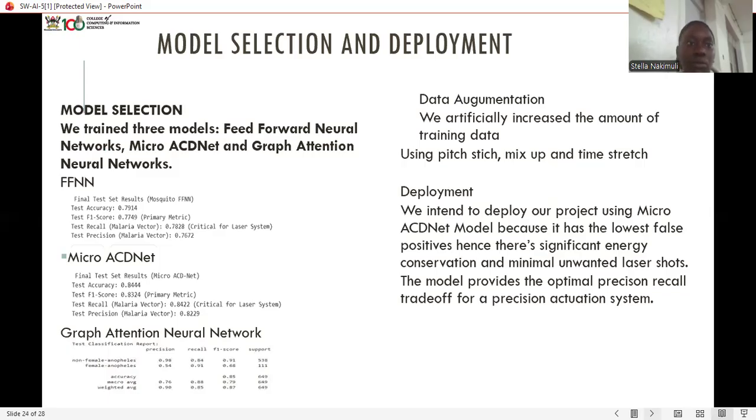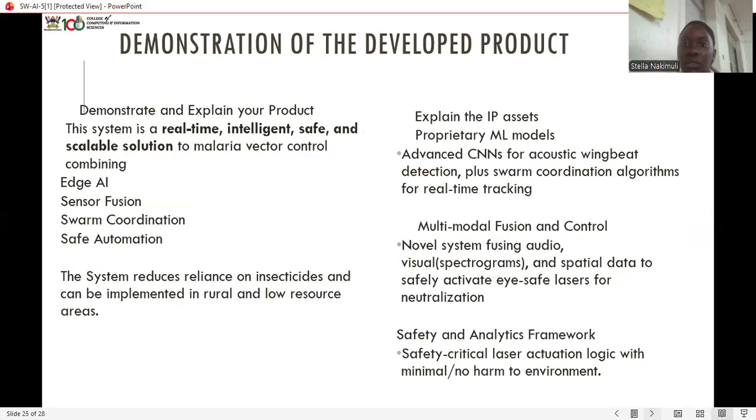Yeah, so for model selection, we basically chose to deploy the SCD model. Yeah, we had the best results. Deployment, then the demonstration of the deployed product. We deployed our smart IoT product to detect Anopheles mosquitoes. Basically, that's it for the product.